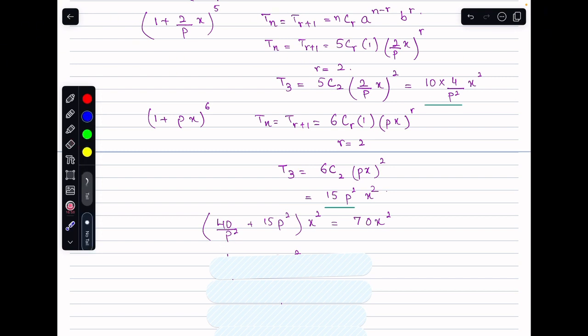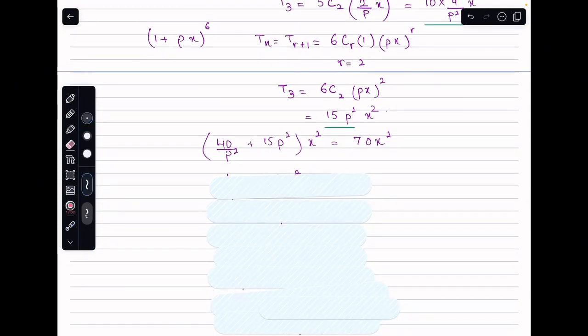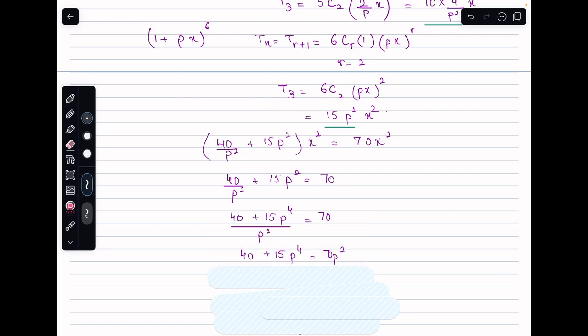It's 40 over p square plus 15 p square as the coefficients of x square, and this should be equal to 70x square. Solving it further, 40 over p square plus 15 p square shall be equal to 70. Simplifying and taking the LCM, it's 40 plus 15 p to the power 4 over p square, which equals 70. Then multiplying p square with 70, I get 40 plus 15 p to the power 4, which equals 70 p square.